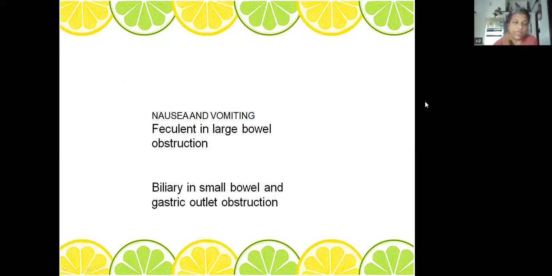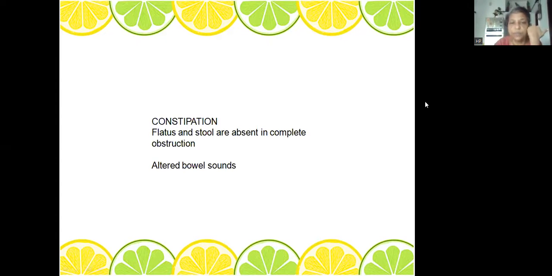In nausea and vomiting, if it's a large bowel obstruction, there could be feculent vomiting. Whatever particles are there will come out. Feculent most probably could be feces also. But in a small bowel obstruction, the vomitus will be biliary, that is, the content which comes out in the vomiting. Biliary is usually seen in the small bowel and the gastric outlet obstruction. So these are the two different things that can happen.